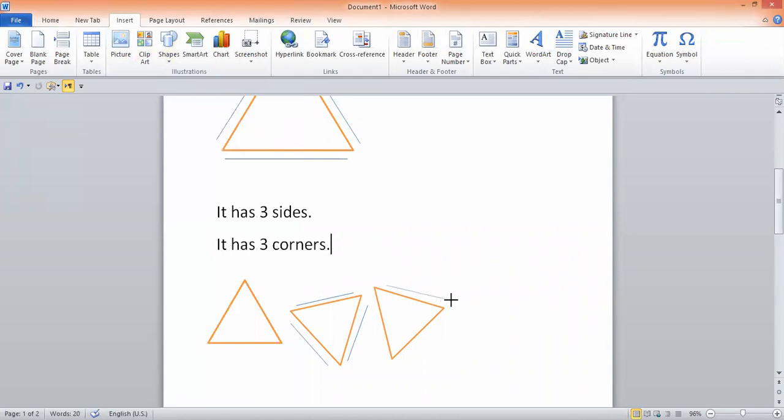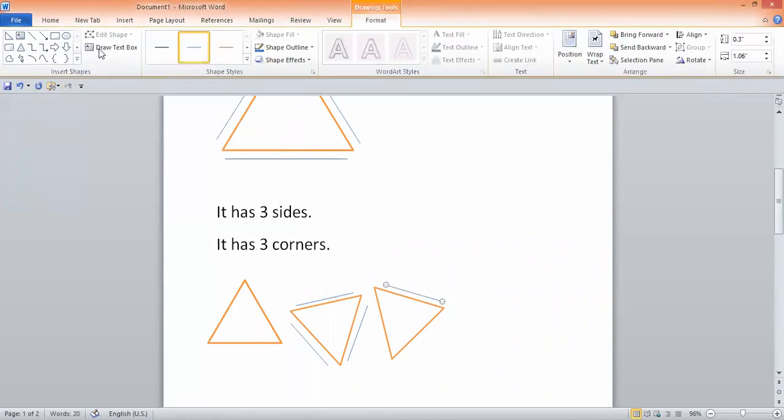This is side one. This is side two. And this is side three. Three sides. Now if you check the corners, one, two, three, also three corners.